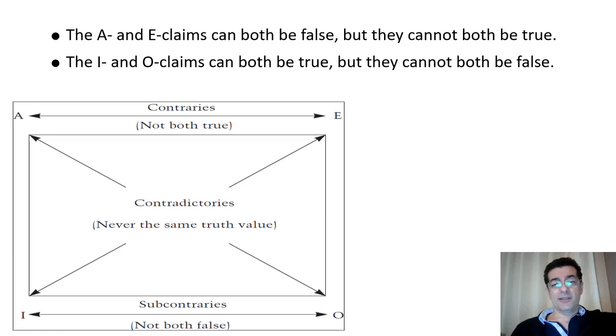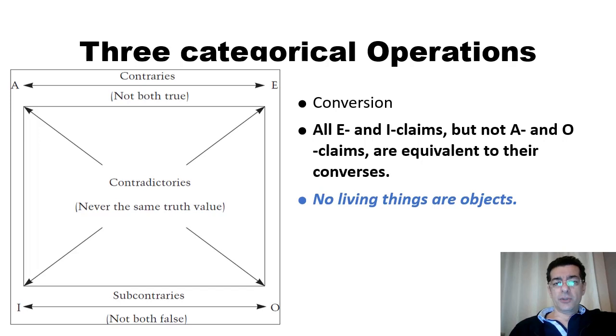Welcome back. Remember, if you have the truth value of one categorical claim, you can often deduce the truth values of the three corresponding claims by using the square of opposition. But this is not always the case. For instance, if you know claim A is false, you can't deduce the truth value of a corresponding O claim. We will come back to this. But for now, let's move on and talk about three categorical operations. Okay, so we'll start with the three categorical operations.